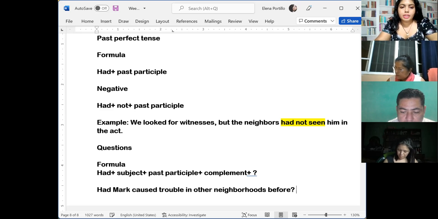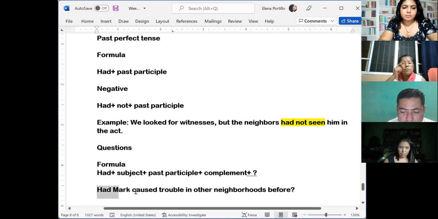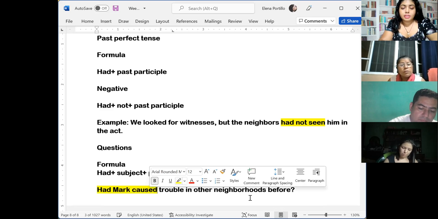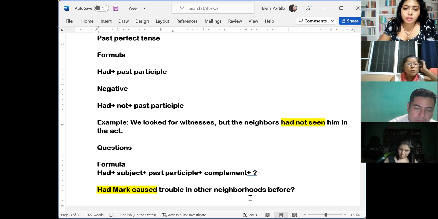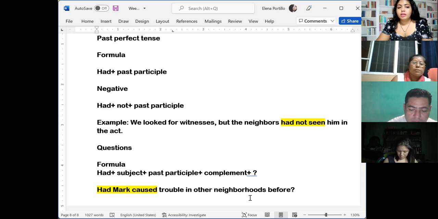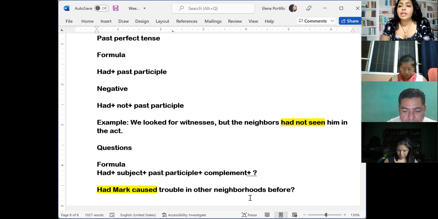So we are going to mark this one like this. So we have this question. Has Mark caused trouble in other neighborhoods before? It's very simple because we have some kind of information or experience creating questions.